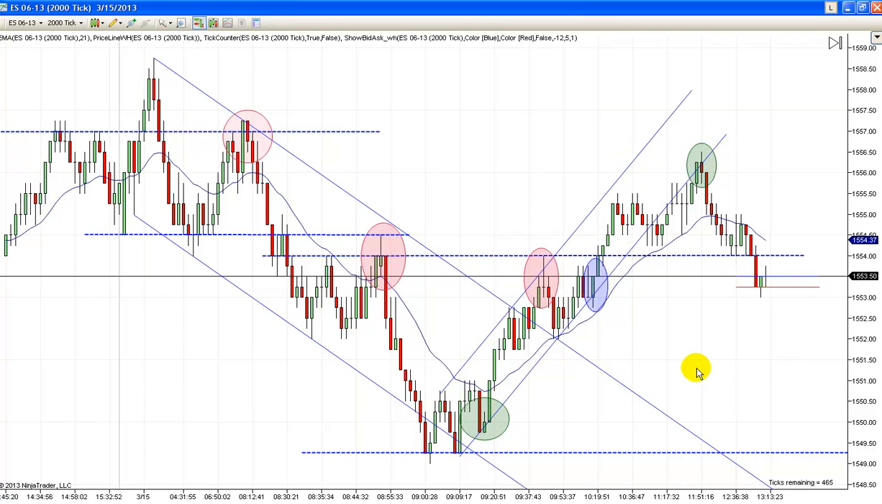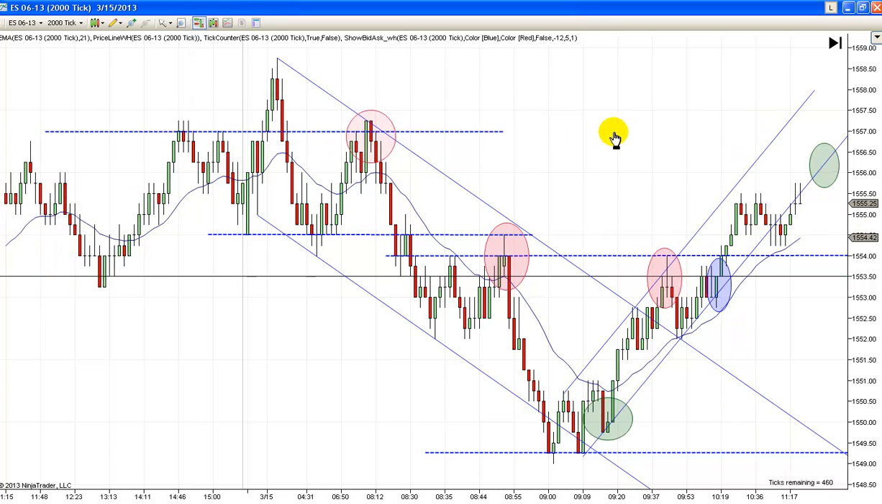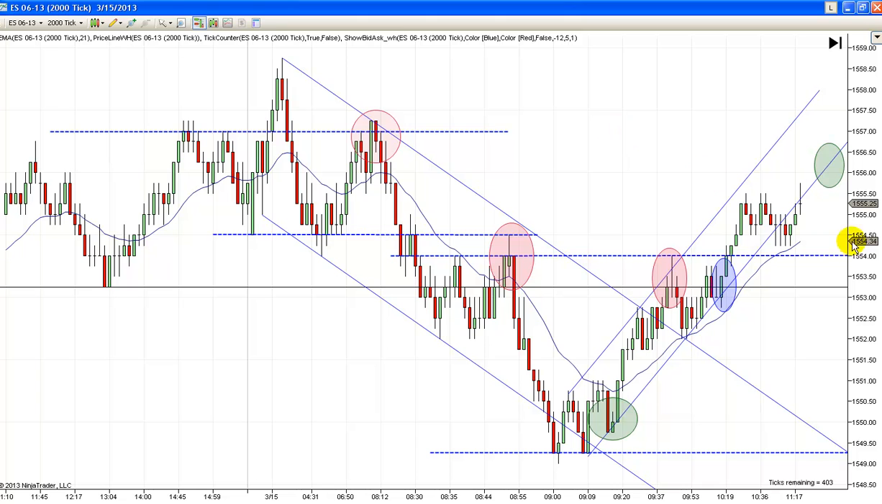Sometimes you just don't know when it's going to happen. You just have to be patient. And you have to look for the reversal pattern. Generally, you're going to get a reversal pattern.